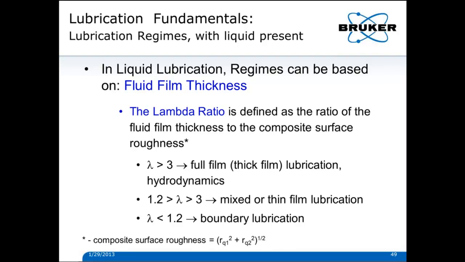In the middle range, between lambda of 1.2 and 3, we talk about mixed or thin film lubrication. In the thin film region, we're starting to get contact between the asperities, but we've still got some support from the lubricant itself because of the pressure built up in the interface. But we're starting to see a lot more contribution from the asperities, or what's on the asperities, at the boundary film. And finally, when we get to lambda of less than 1.2, roughly, we're in boundary lubrication.